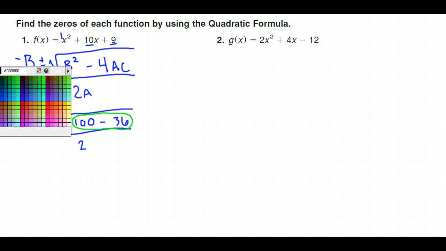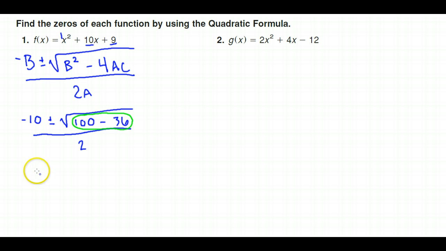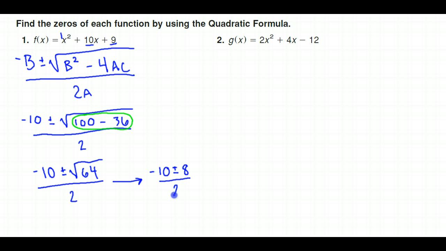So this is looking to work out nice and neat. We have negative 10 plus or minus the square root of 64, all over 2. Alright, well, square root of 64, that's a perfect square, 8. So that is the same as negative 10 plus or minus 8 all over 2.